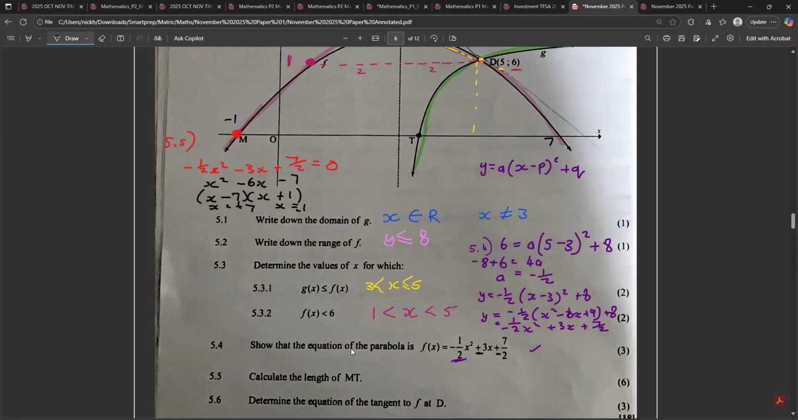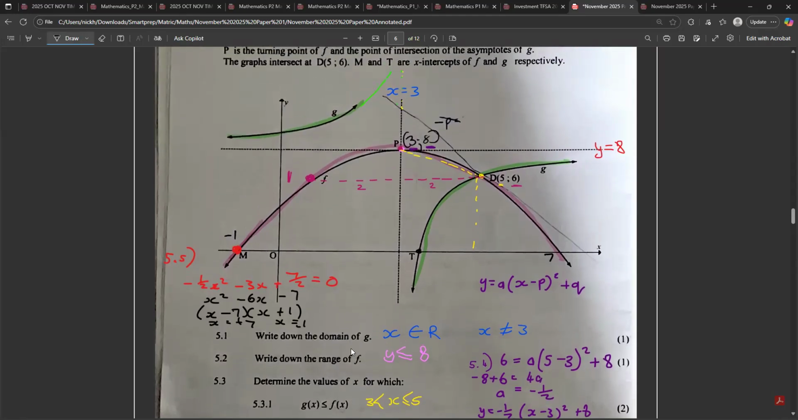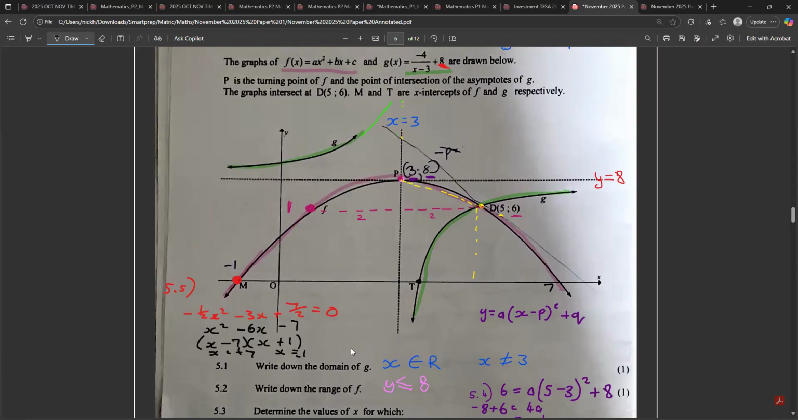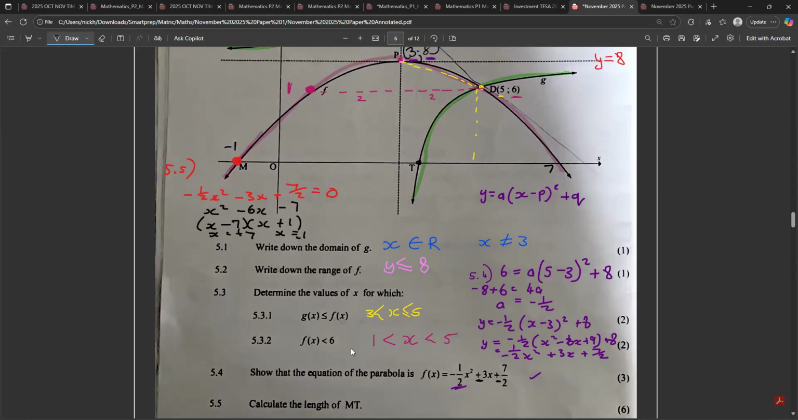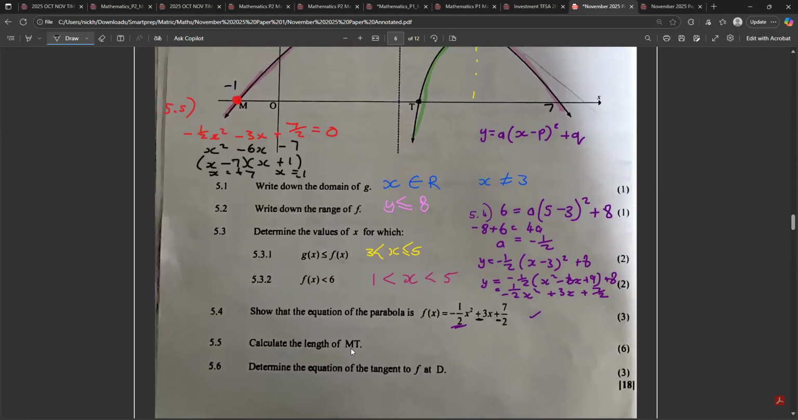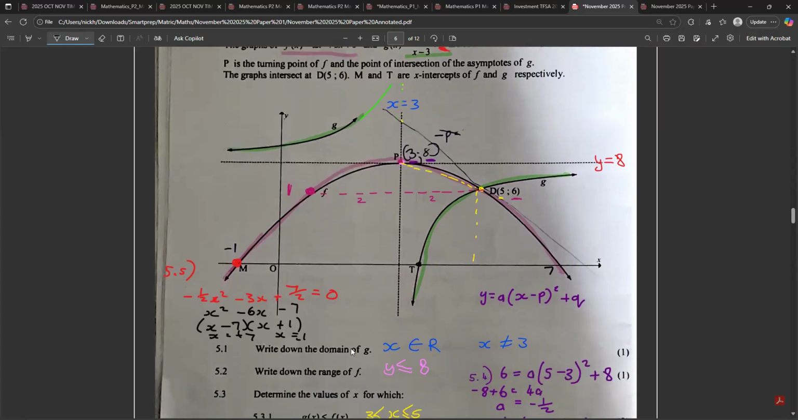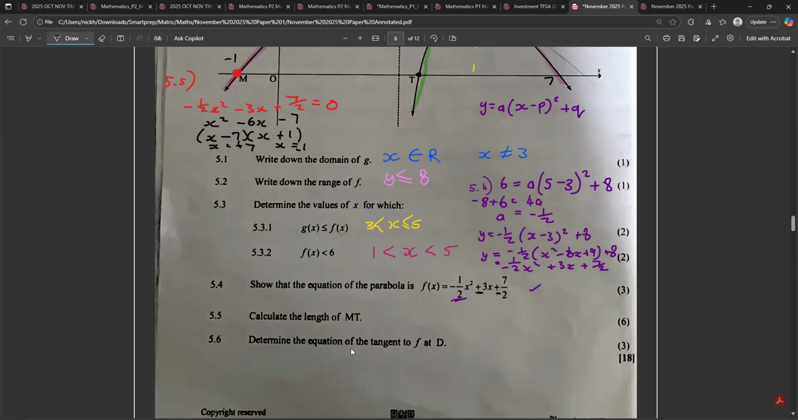So now t is going to be where the green graph is equal to 0 as well. Okay, so I'm going to do that at the bottom. So it's negative 4 over x minus 3 plus 8 equals 0. Take it across. I'm going to get 4 over x minus 3 equals 8.